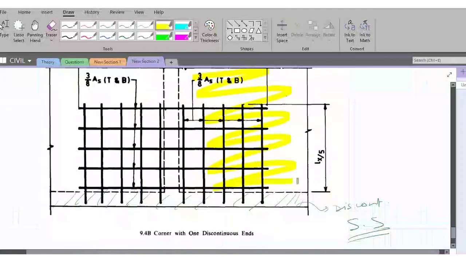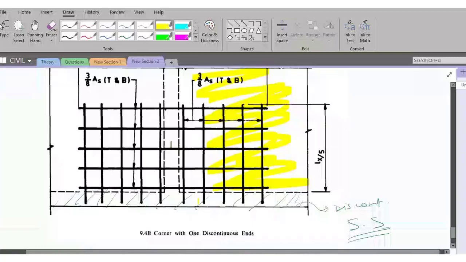Now see the end condition here. One is a discontinuous edge, and the other edge is what? Continuous. Okay. So what you can observe, this edge is discontinuous, and this is what? Continuous. And one of the edges is simply supported. So here also you have to provide torsion reinforcement.